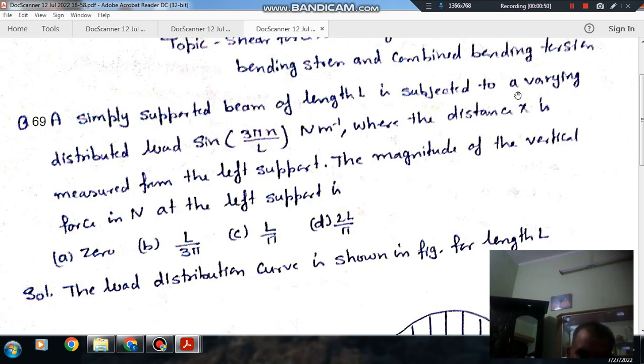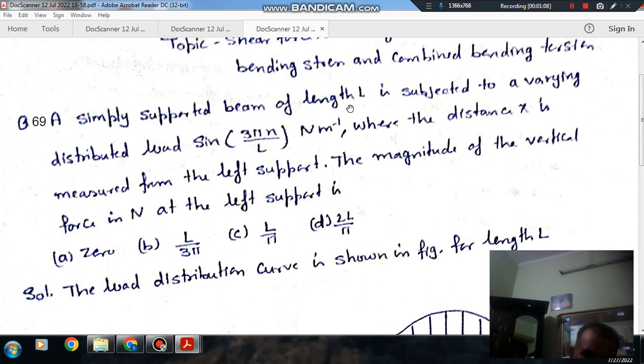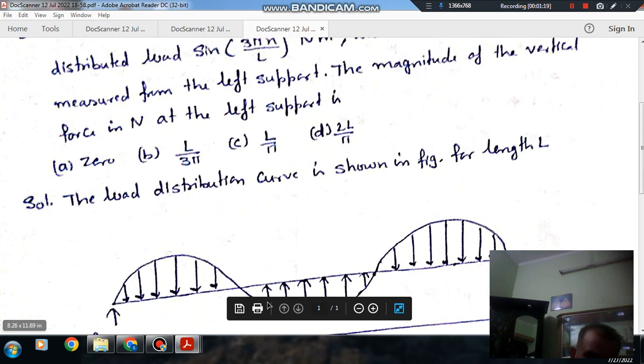So here the load is a varying distributed load, and it is according to sin 3 pi x by L Newton per meter. Now if x is 0, then it will be sin 0 and there will be no load. And if x is equal to L, then it will be sin 3 pi. So as the length is L, the load will vary from 0 to sin 3 pi, and will vary according to a sine curve.